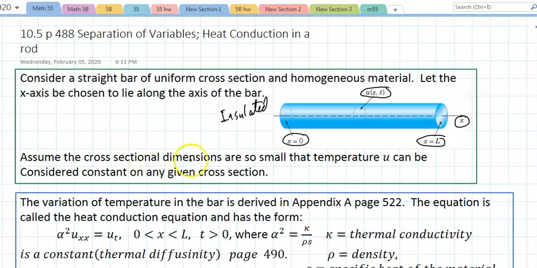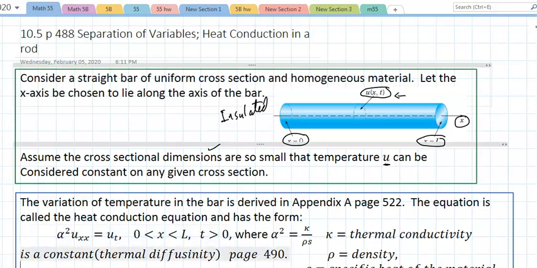Assume that the cross-sectional dimensions are so small that the temperature measure u can be considered constant on any given cross-section. So it doesn't heat more in one area than another. Actually, it's uniform all throughout.